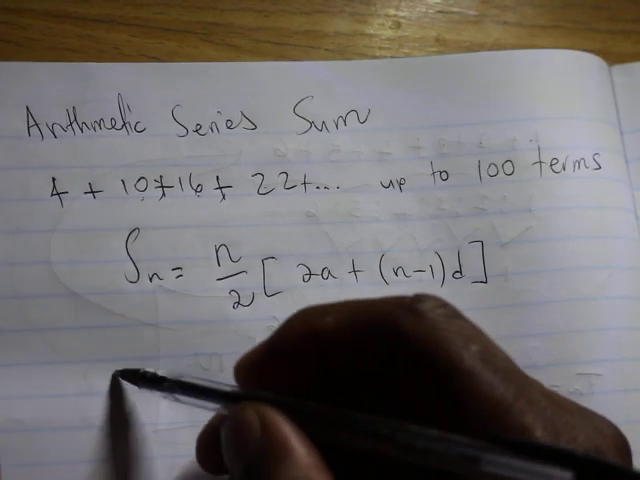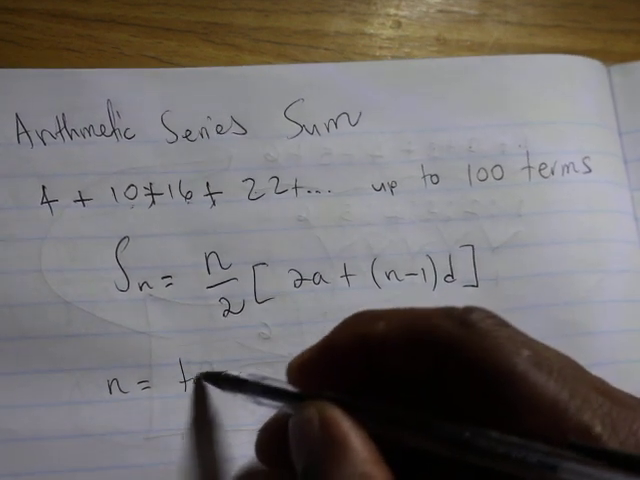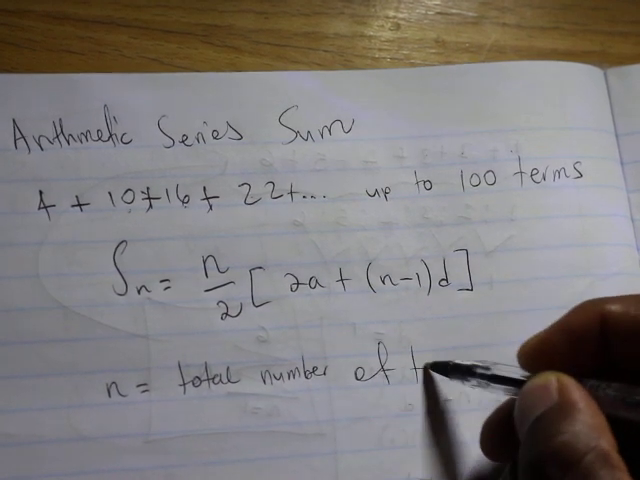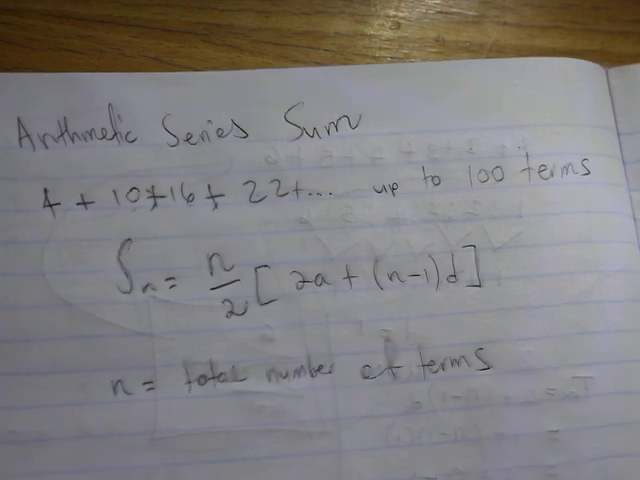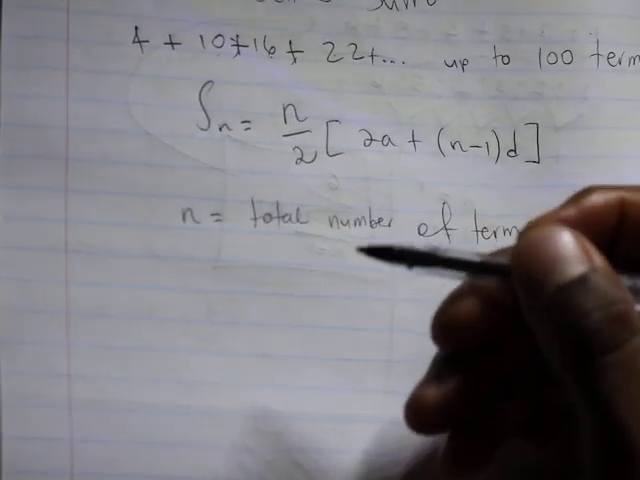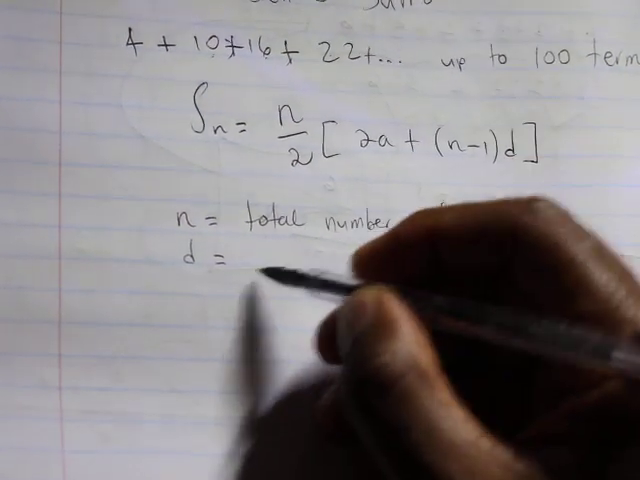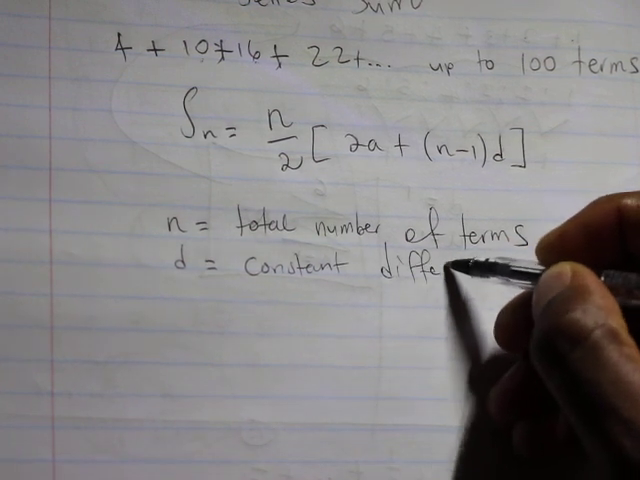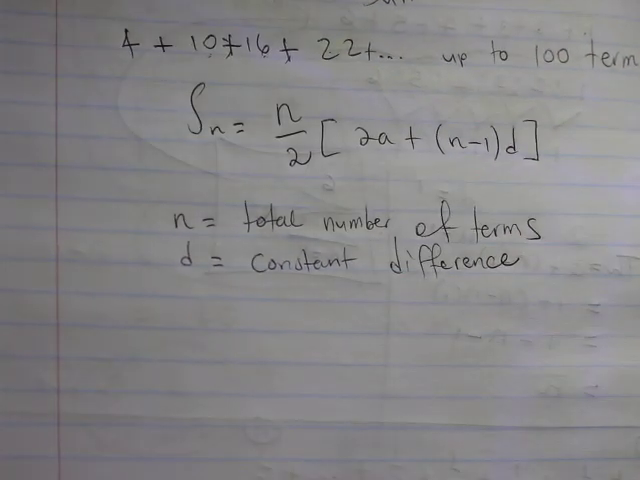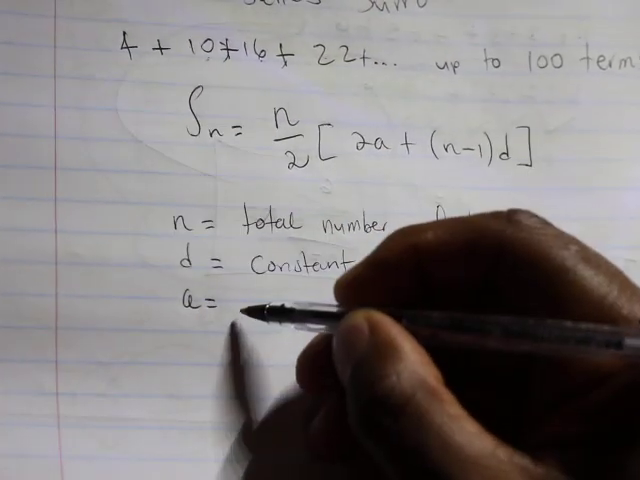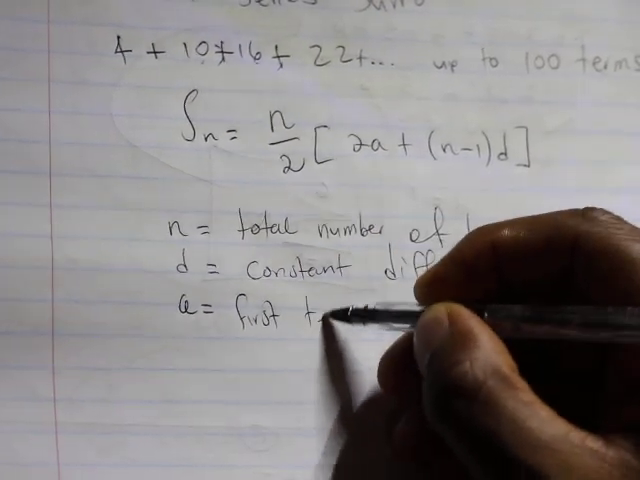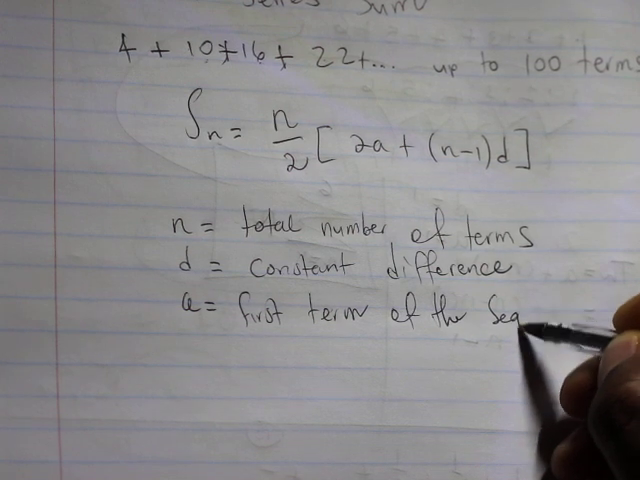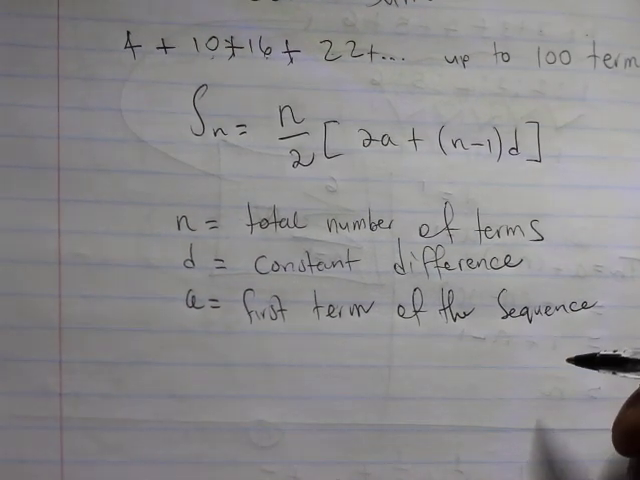Okay, so let's write it down. n is equal to the total number of terms, d is the constant difference, and a is the first term of the sequence.